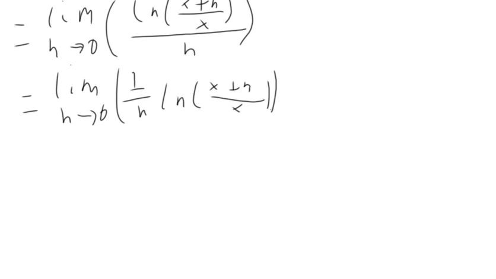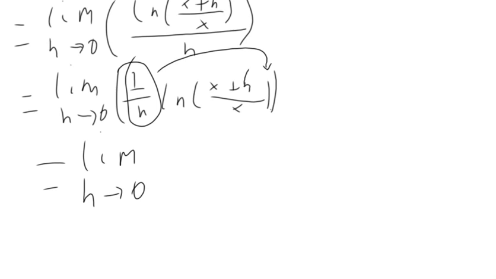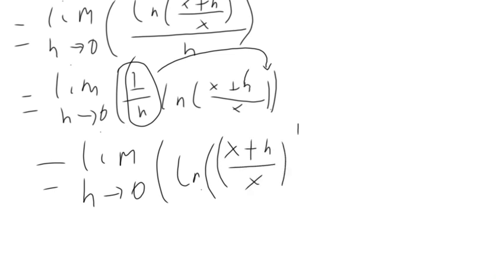And now we can use another log property. We can take this 1 over h in the front and put it up as the exponent for the input of the natural log. This will now be the limit as h goes to 0 of the natural log of x plus h over x, to the 1 over h power.